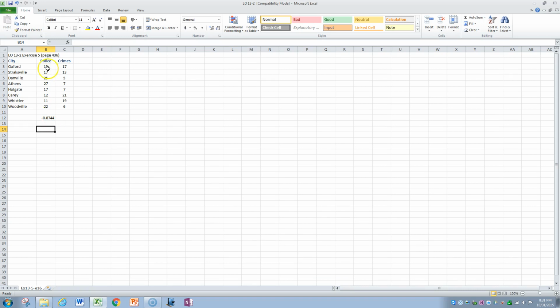Now in Excel, by default, whatever you list first is your independent variable or the horizontal, and whatever you list second, your second column, is your vertical axis. But you could have had the two reversed and still get the same type of correlation. The correlation value will be exactly the same, will be negative and also 87.44.